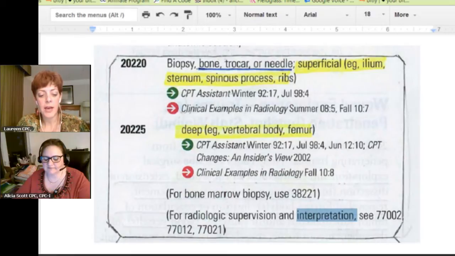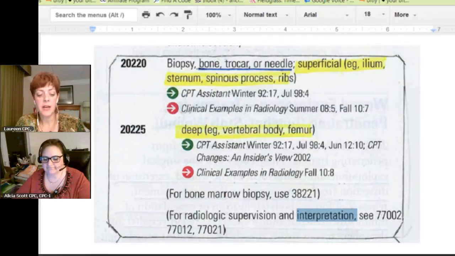So if you look at these codes, and I just grabbed a quick shot of my CPT manual, you'll see right below 20225, in the parenthetical note, it says for radiologic supervision and interpretation, C77002. So these two codes in the 20,000 series are in the surgery section of the musculoskeletal system. So they're surgery codes. And then there are corresponding radiology codes that go with this. It's part of a two-part story.